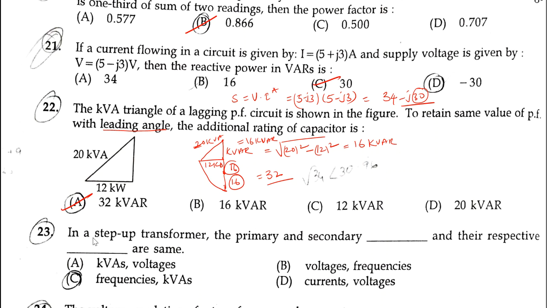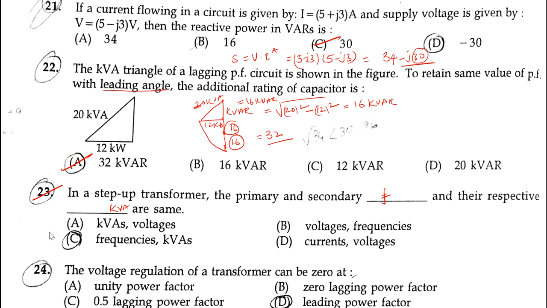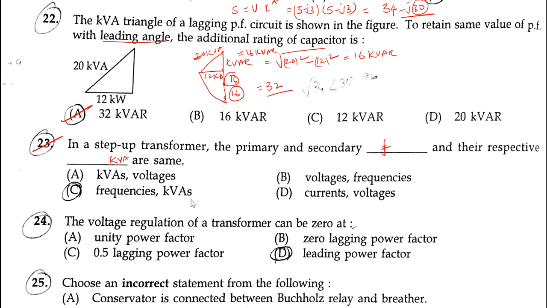In a step up transformer, the primary and secondary and their respective are same. So in the primary and secondary windings, in a step up or it may be step down transformer, whatever it may be, the primary and secondary frequencies and their respective KVA ratings are same. So frequency and respective KVA ratings are same here, irrespective of the step up or step down, doesn't matter. Okay, 23rd, the answer is C, frequencies and KVAs.